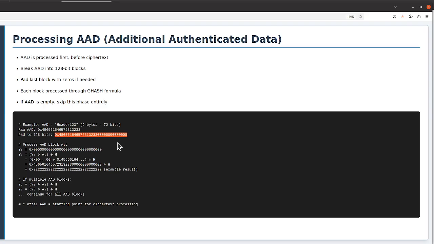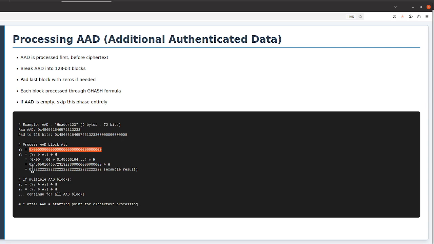Let's say your AAD padding results in blocks A1, A2, up to AA, where A is the number of AAD blocks. You process these blocks through the GHASH formula. Start with Y0 equals 0. Compute Y1 as the result of Y0 XOR A1, then multiply that by H. This ultimately equals A1 times H.